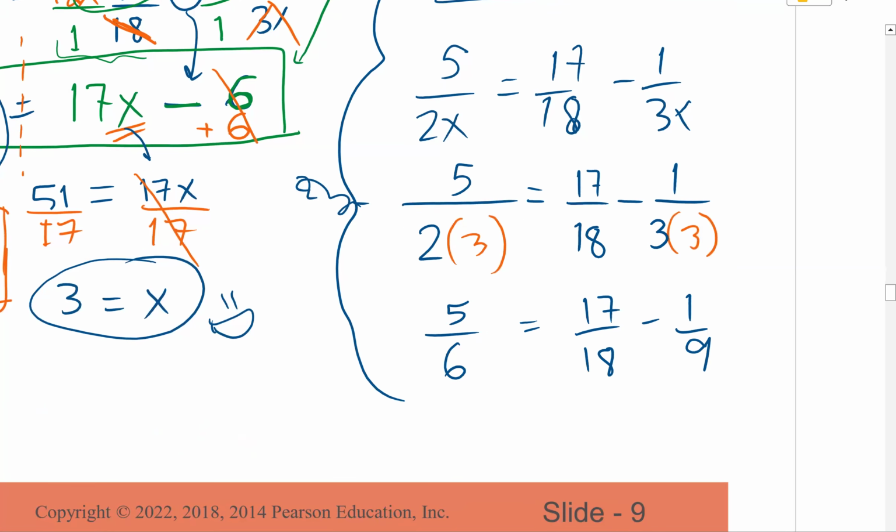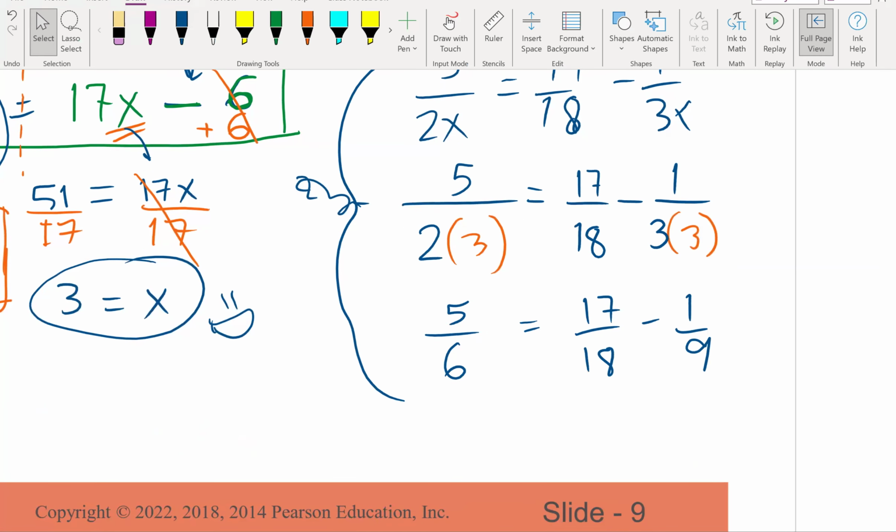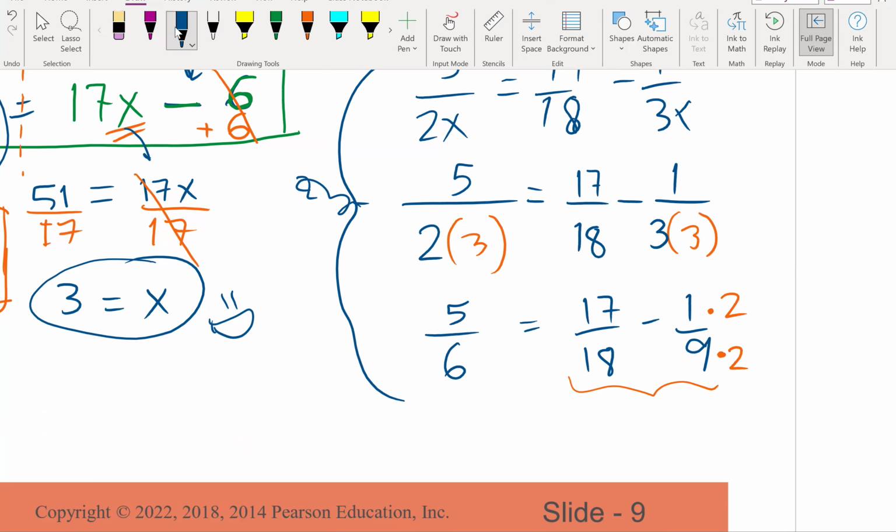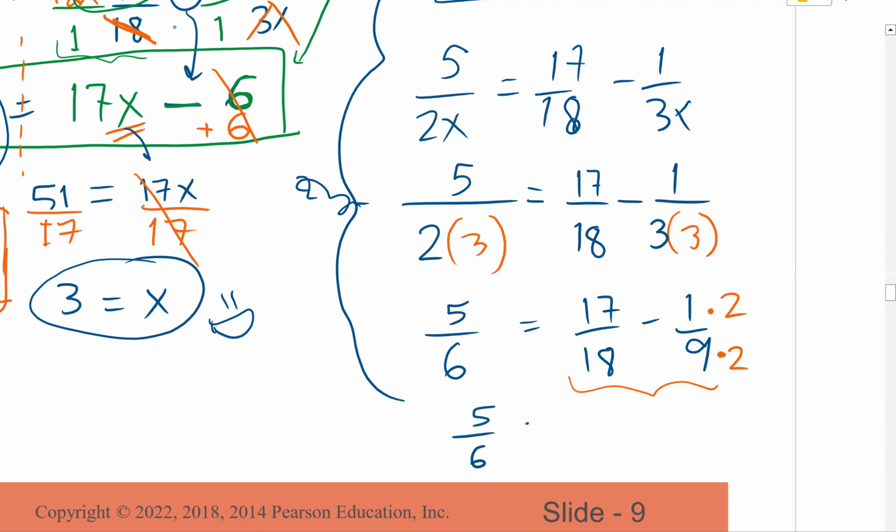In order to tell if the left side is equal to the right side, I need to find a common denominator on the right side. Between 18 and 9, I think 18 is the common denominator, and I can get there by multiplying the right fraction by 2 over 2. So I've got 5/6 equals 17/18, take away 2/18. And what is that? 17/18 take away 2/18 is 15/18.